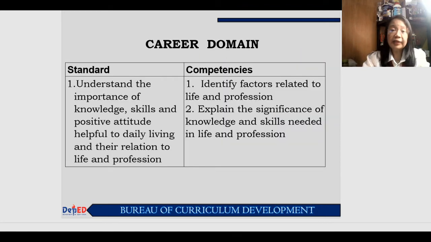Okay, now let's take a look at the career domain. Its first standard is to understand the importance of knowledge, skill, and positive attitude helpful to daily living and their relation to life and profession. Its competencies are: identify factors related to life and profession, and explain the significance of knowledge and skill needed in life and profession. So here, learners can name things that they can do well, or link the things one can do well with the different works, or perform things that the learner can do well.